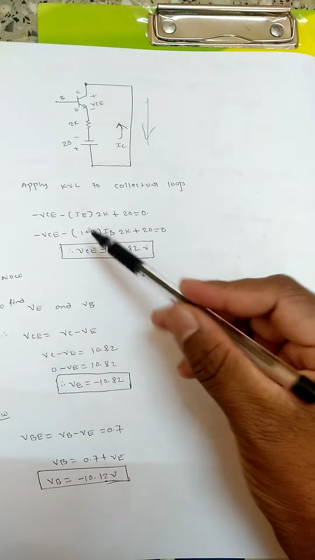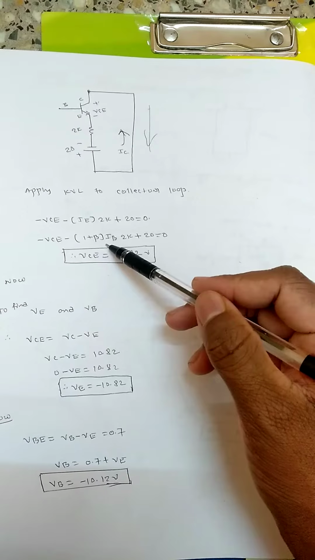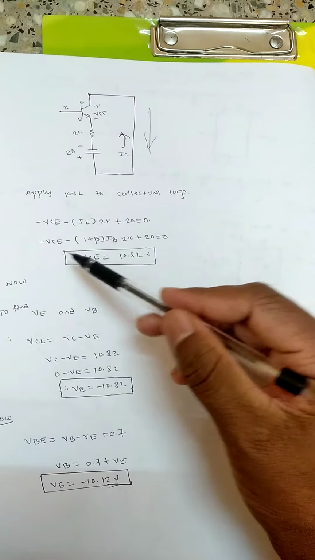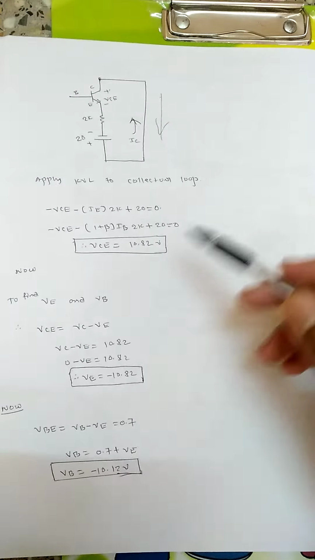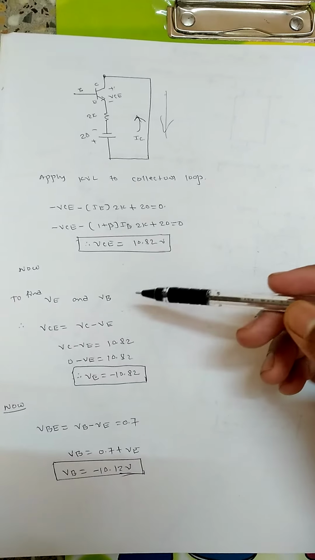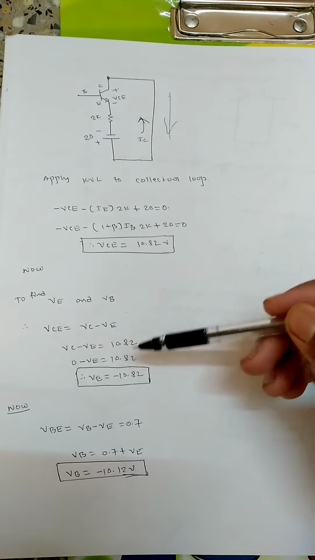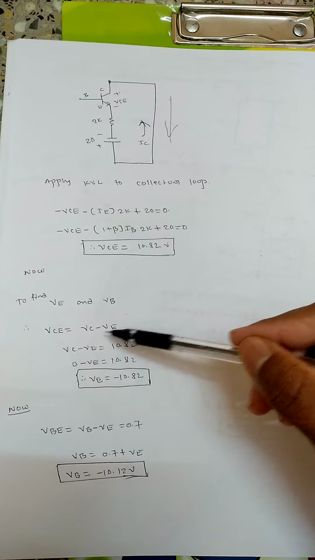Okay, so IE is 1 plus beta into IB. IB we know, so we substitute the previous value of IB, and we will be getting VC equal to 10.82 volt. So now we have got VC. Now again, to find VE and VB, which are the terms you need to find out in the next step. We know the relation VCE equal to VC minus VE.